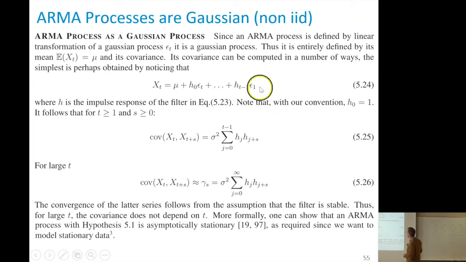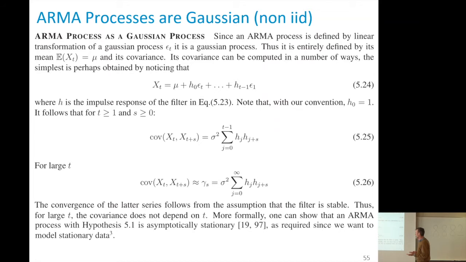Well, first, if I look at what xt is as a function of epsilon, I can write something like this, where h is the impulse response of the filter. That's one of the representations of a filter. So it means that xt is a linear transformation of a Gaussian IID sequence. Therefore, it's a Gaussian vector. Gaussian vectors can be defined in this way. There are other ways to define them, but one way is that they are linear transformations of an IID sequence.